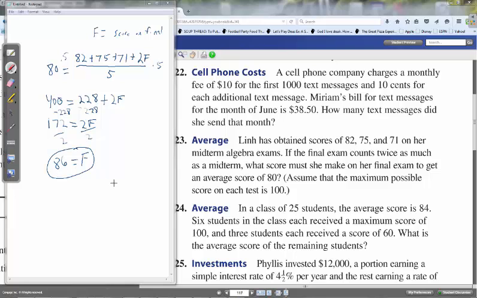Still need to interpret it, though. So what's that? I said f to be the score on the final. That is the score on the final that Lynn needs. Apparently it's a girl. That Lynn needs to get an average score of 80 on all of her tests. And we've solved it. Moving on.